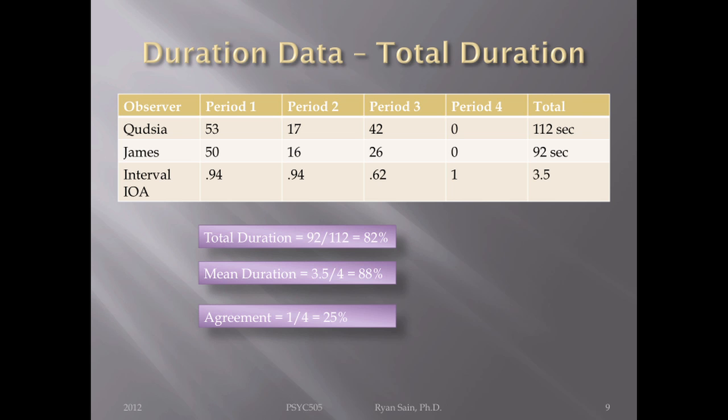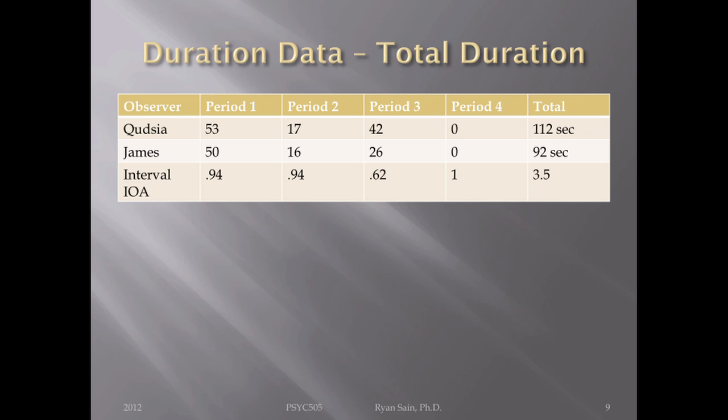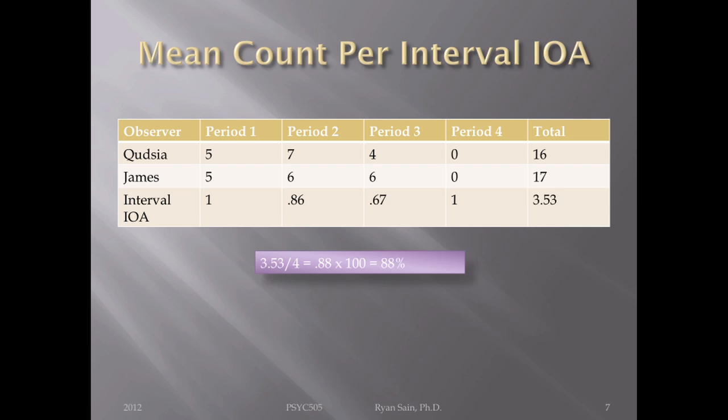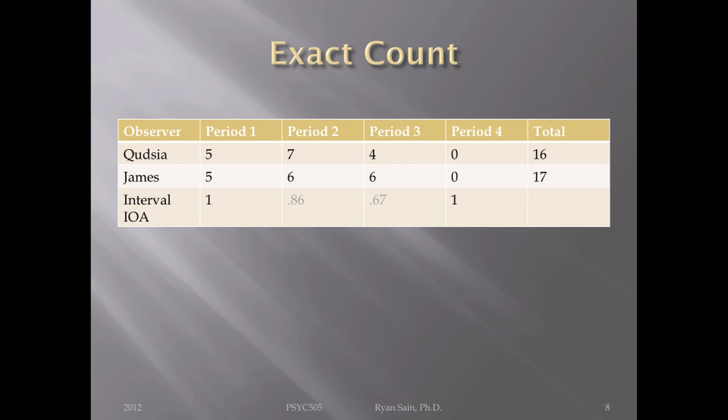The one that I think is most often used in the field that you'll run into is right up here, exact count. It's called different things in different areas. Then there's occurrence, non-occurrence. If we're doing that partial interval, whole interval stuff, we can look at whether the behavior occurred during this period or not, and look at the proportions of those occurrences versus not occurring. So did we agree 100% of the time? Did we not agree 100% of the time on occurrence and non-occurrence?